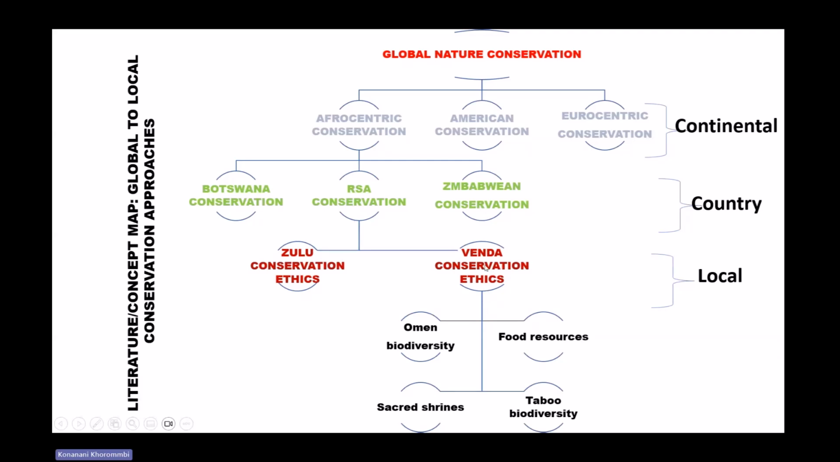But look what I do. When you are doing literature, you would have literature that is broad about the Venda culture, but you have got literature that must speak about the biodiversity, the food resources, literature that talks about sacred shrines, sacred areas in Venda. You have literature that talks about taboo in biodiversity, or taboo about plants, or taboo about animals only, taboo about water, or taboo about soil, and many more other things. So this is how literature is done.